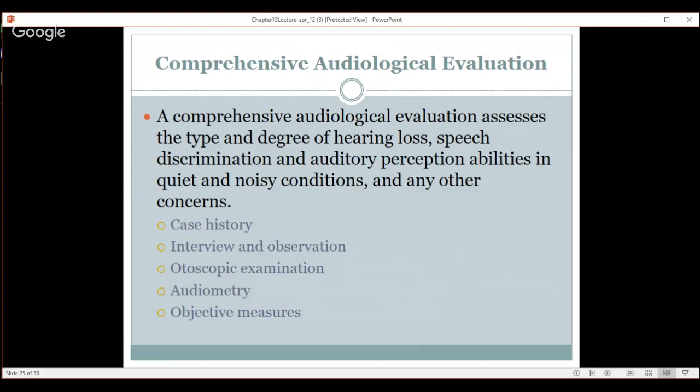A comprehensive evaluation assesses the type and degree of hearing loss, speech discrimination, and auditory perception abilities in quiet and noisy conditions, and any other concerns.